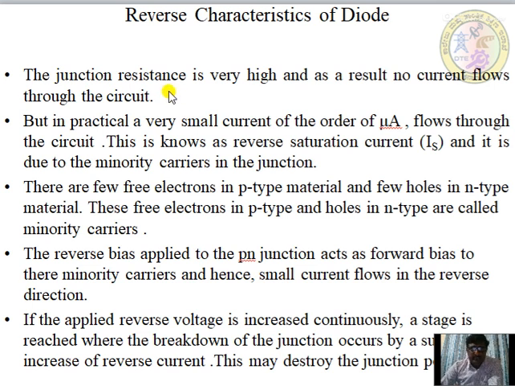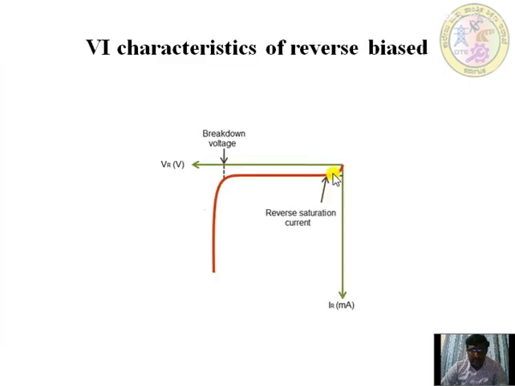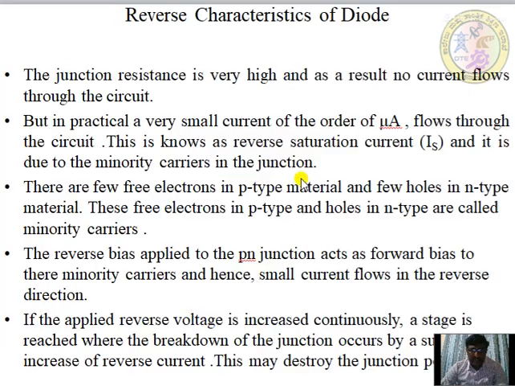The junction resistance is very high, and as a result no current flows through the circuit. But in practice, a very small current of the order of microamperes flows through this circuit. This is known as the reverse saturation current, IS, and it is due to the minority carriers in the junction. So theoretically we can say there is no flow of current, but practically there will be a small flow of current.